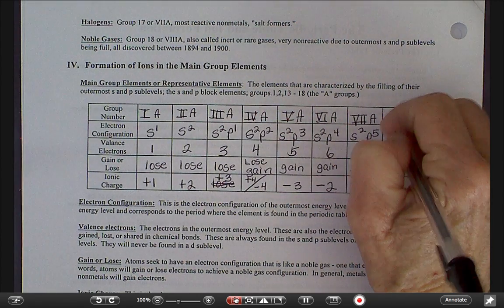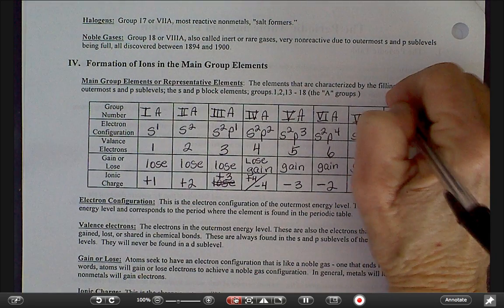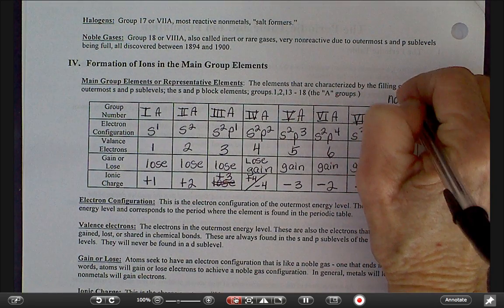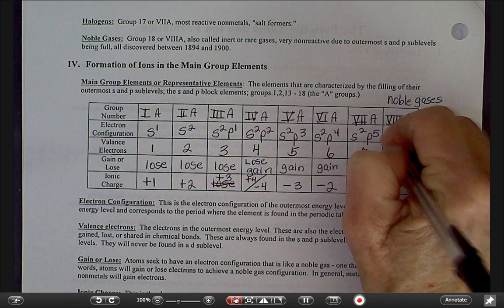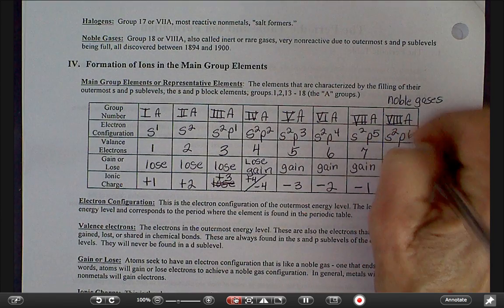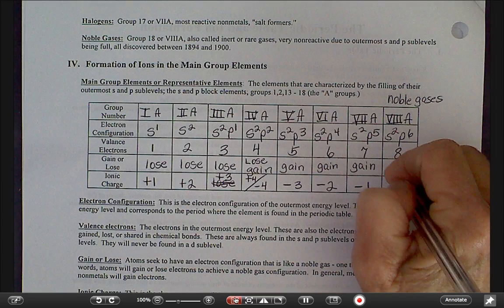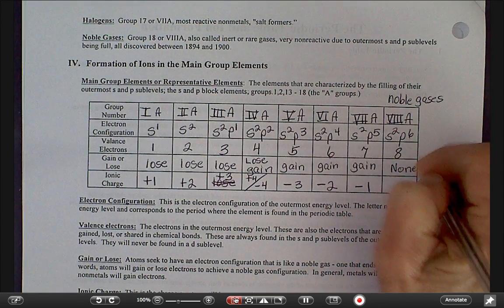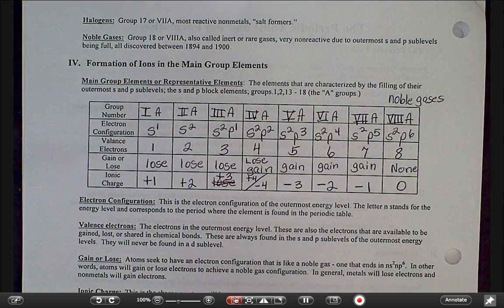And then group 8A, which is your noble gas, is an s2p6. They have 8 valence electrons. They don't do anything. They don't gain, they don't lose for the most part. And so they have no ionic charge. They are not involved in our bonding.